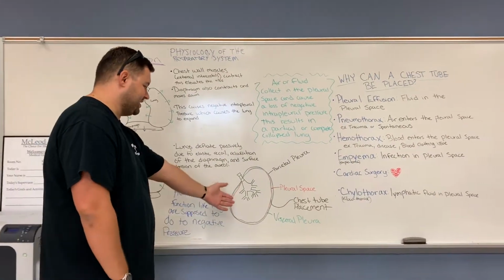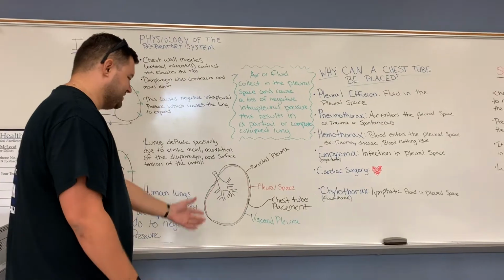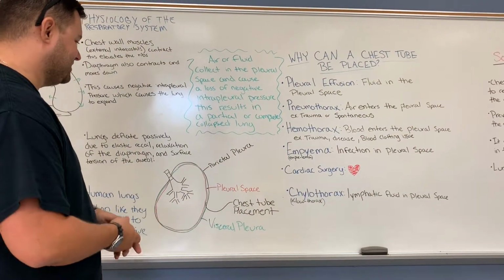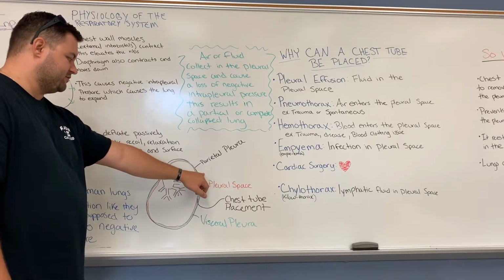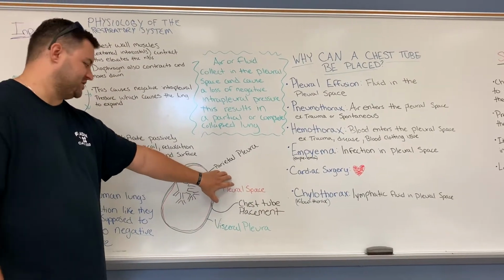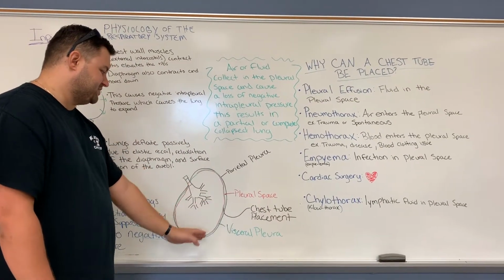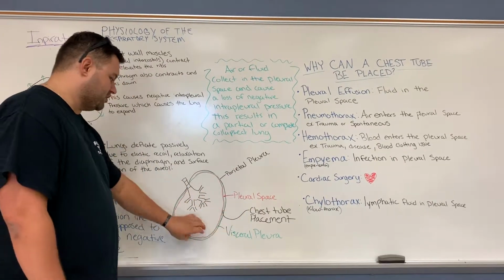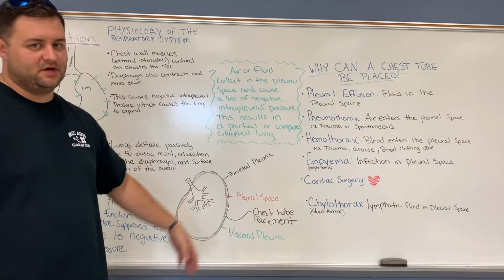This right here is an attempt at an illustration of the anatomy of the lungs. This is the parietal pleura. In other words, this is the rib cage or the chest wall. The pleural space is in between the parietal pleura and the visceral pleura, which is up against the organ, which would be the lung itself.